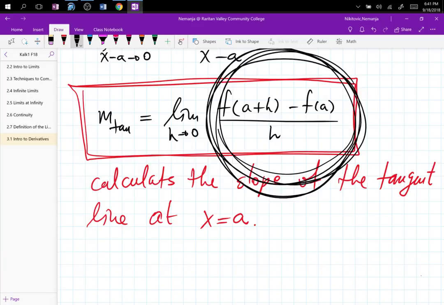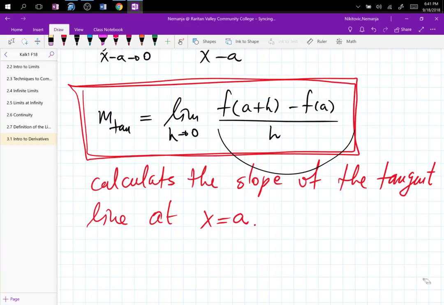So difference quotient, guys. Difference, subtraction; quotient, division. Difference quotient. That's the name. And now we have a limit in front of it. So you did this in your pre-Calc 1 without the limit.